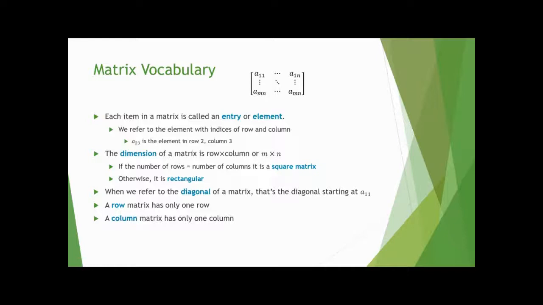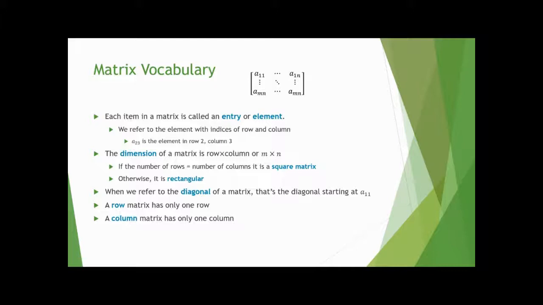The dimension of the matrix is always row by column. The rows are always called m and the columns are n, so it's always m by n. But they could be the same number. If you have the same number of rows as columns, it's called a square matrix. Otherwise, it's rectangular.